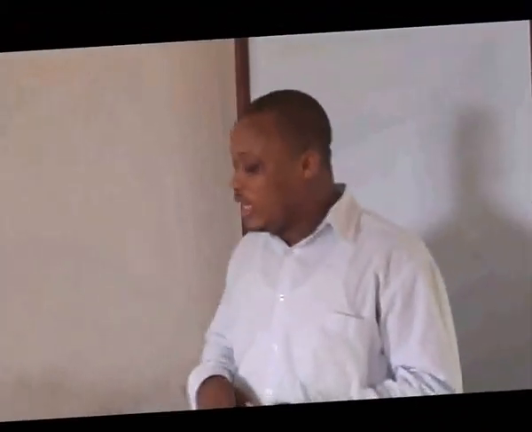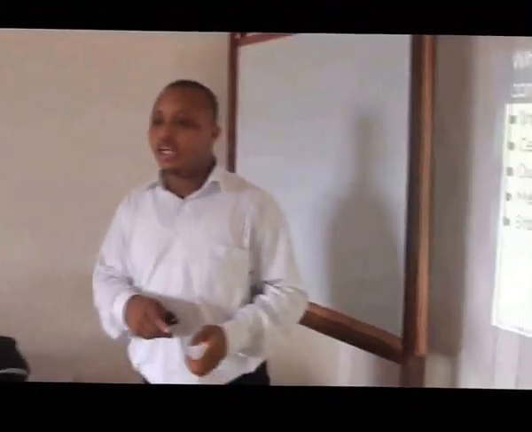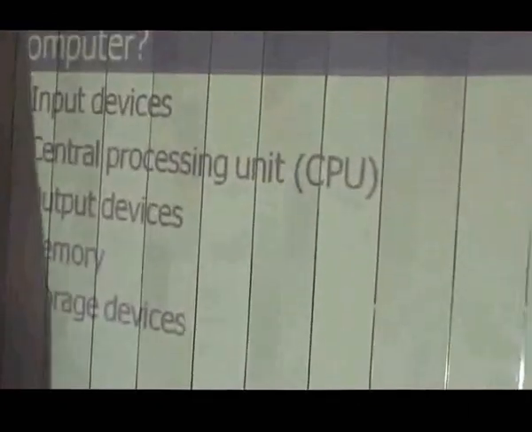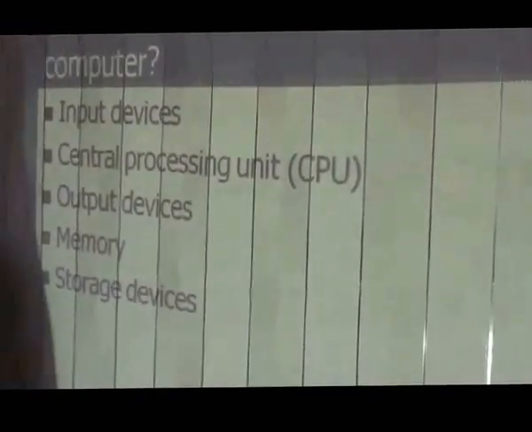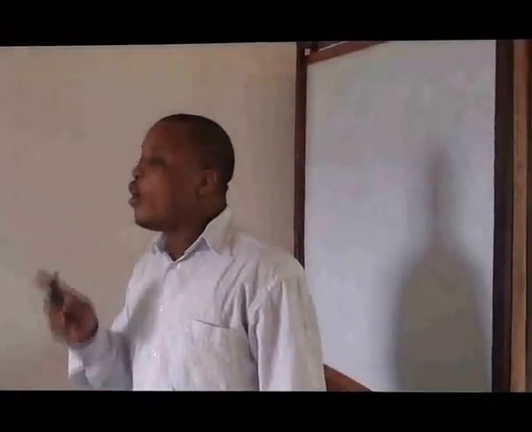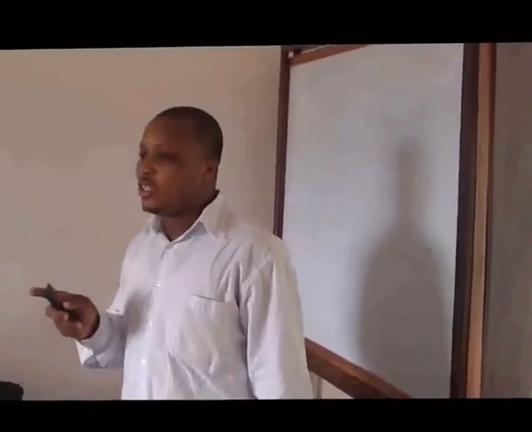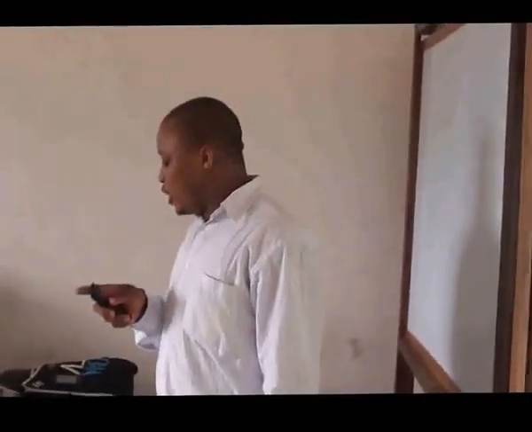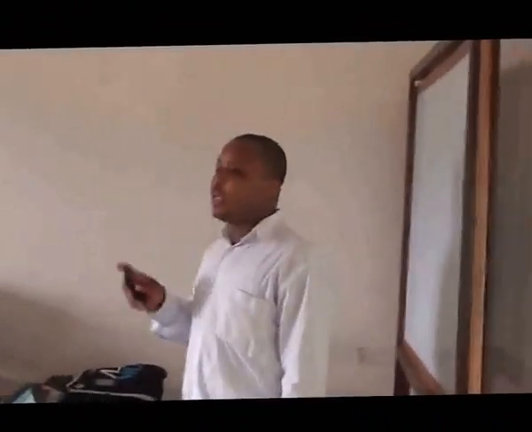Now let's see the components of the computer and understand them very well. The first component we talk about is input devices. Then the second is the central processing unit. Then we'll talk about output devices. We'll talk about memory. And then lastly, we'll talk about the storage devices.